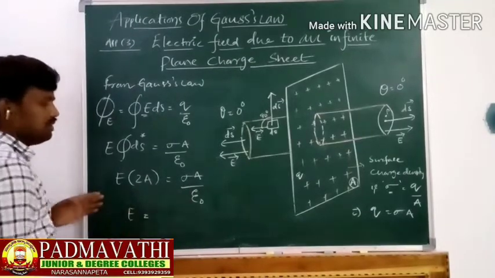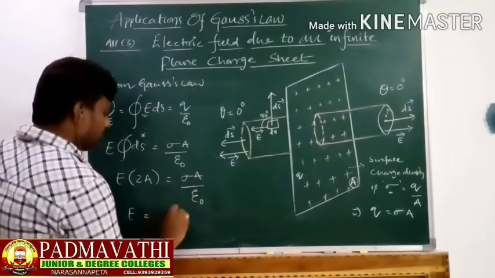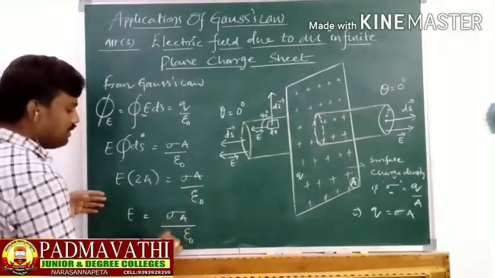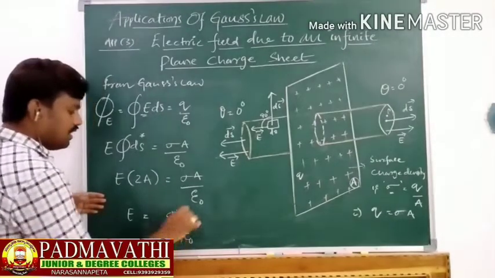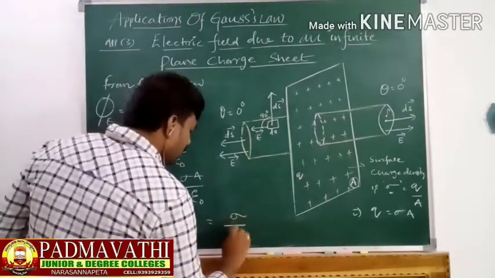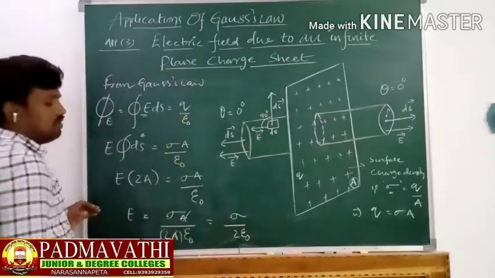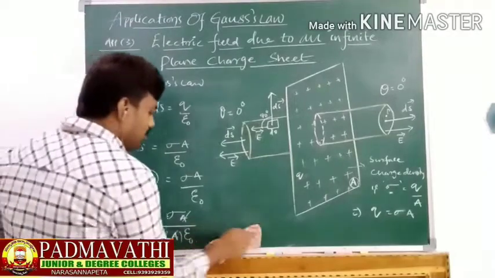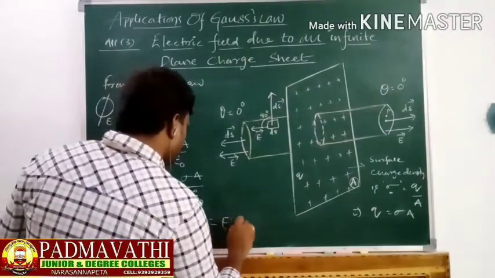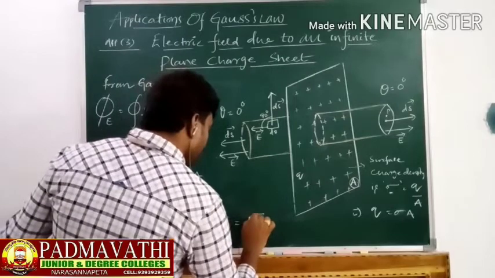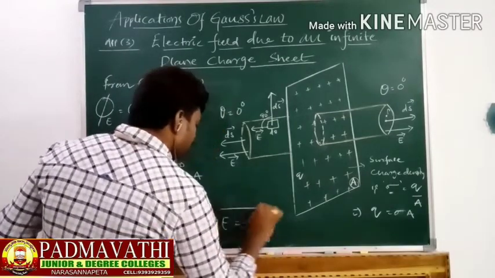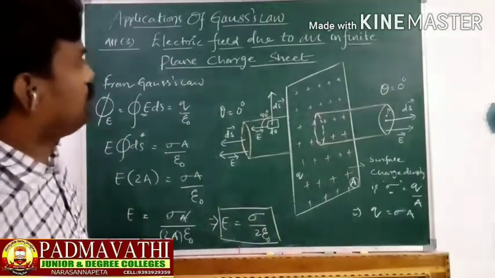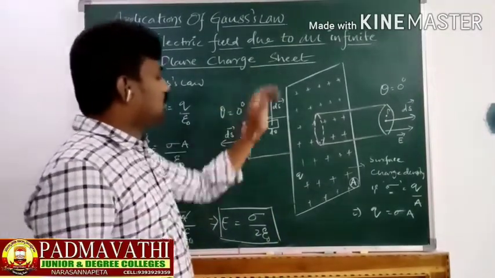E equals sigma A by epsilon naught, and this 2A will come here, so this 2A and A get cancelled. This is sigma by 2 epsilon naught. So therefore we can write E is equal to sigma by 2 epsilon naught. So here this is the formula for electric field due to an infinite planar charge sheet.